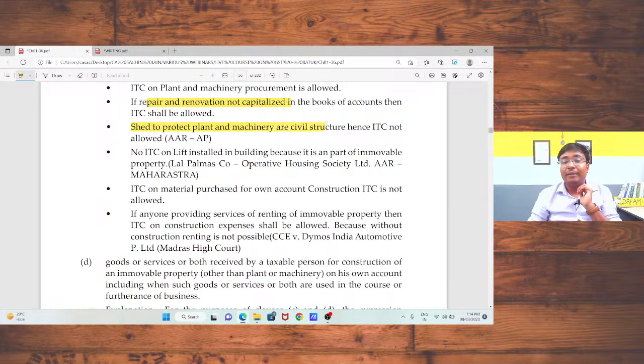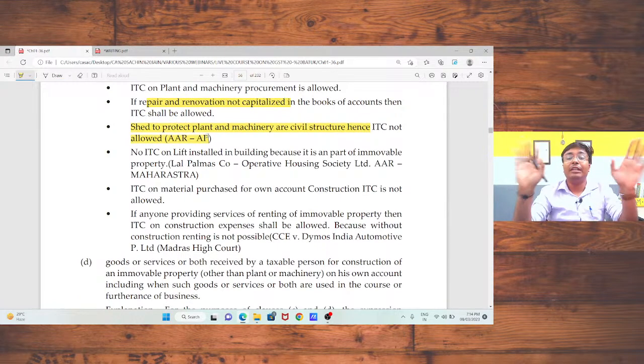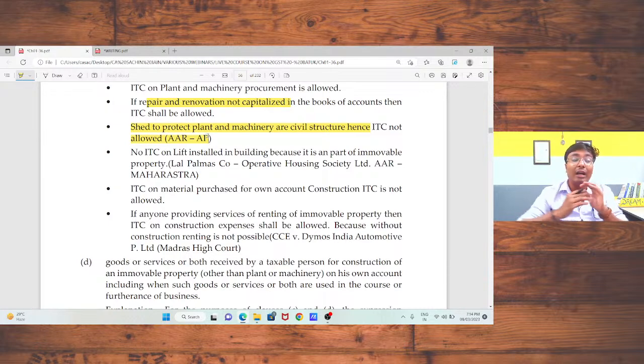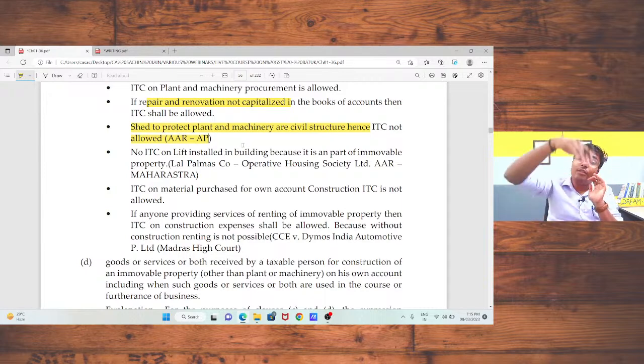Shed to protect plant and machinery or civil structure, hence ITC not allowed, AAR Andhra Pradesh. So here, the applicant has not presented his case well, because in my opinion, input tax credit related to shed is allowed, because shed is a part of plant and machinery. Okay, and since input tax credit related to plant and machinery is allowed, the input tax credit related to shed should be allowed.